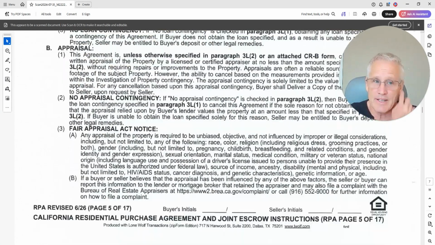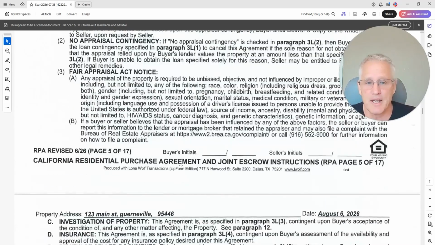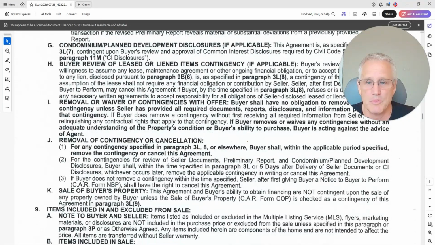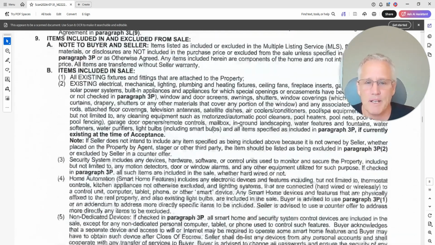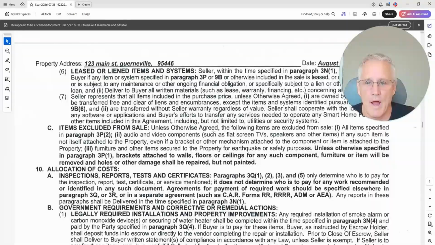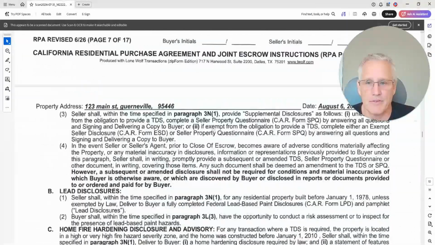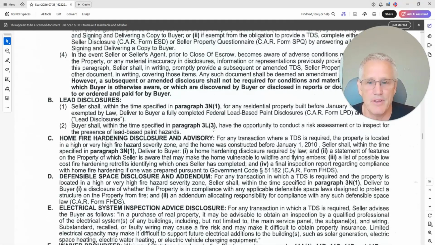So that's part of the whole contingency process. You're saying I'm going to do these things, and that's why we give ourselves the time, and it's removals of contingency and cancellation. Again, this is more definitions of what's going on in the beginning of the contract. And as you can see, it's quite lengthy. It goes on and on about basically every single item in the contract. It'll give us more definition.